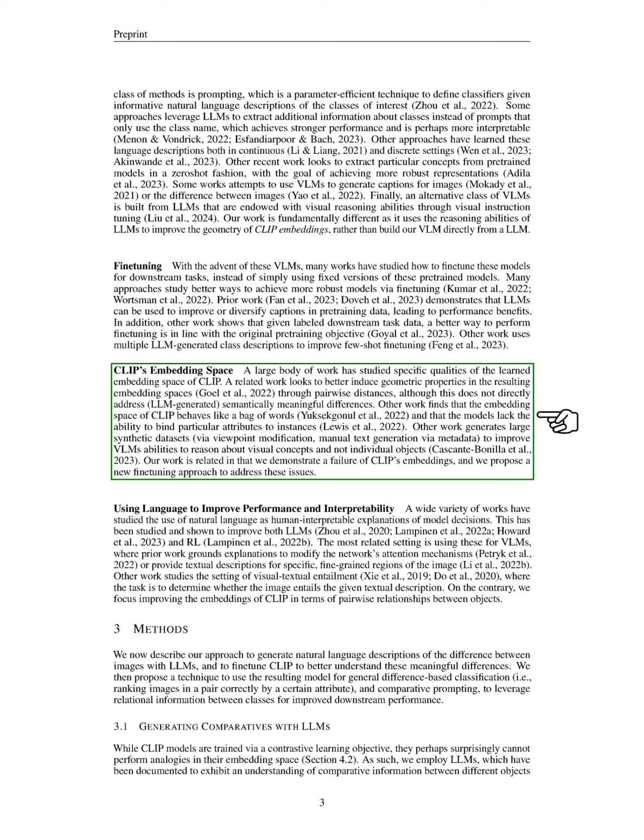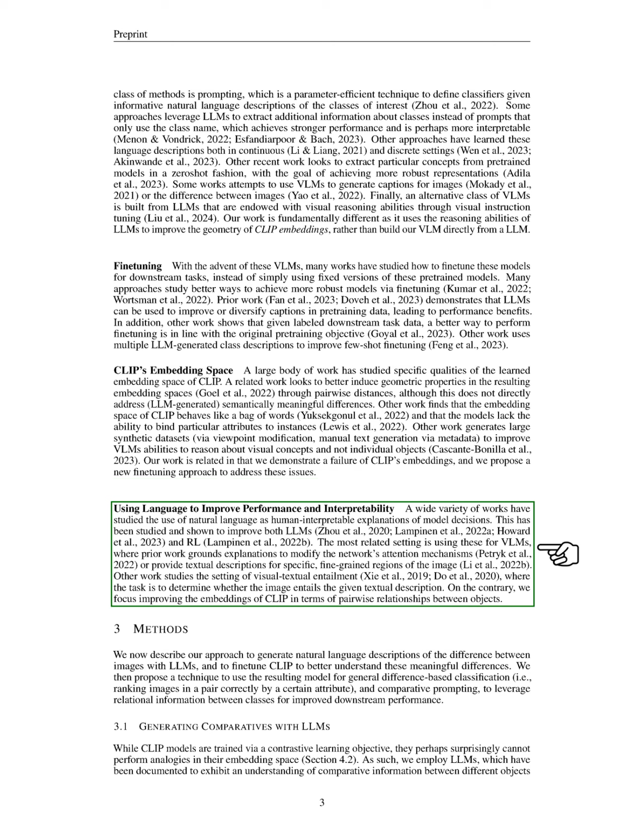tackle these issues. We then shift our focus to how natural language can enhance model performance and interpretability. Various studies have shown that using natural language as explanations for model decisions can improve both LLMs and reinforcement learning models. The most relevant work involves grounding explanations to adjust the network's attention or provide detailed descriptions for specific areas of an image. Other research examines visual textual entailment, where the goal is to determine if an image supports a given text description. In contrast, we aim to enhance CLIP's embeddings by focusing on the relationships between objects.